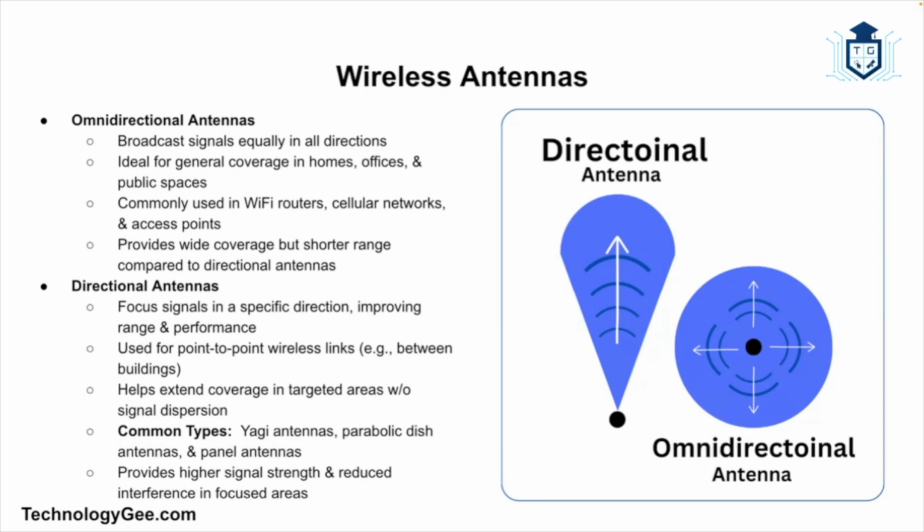Next up are wireless antennas, and the first one is called an omnidirectional antenna. An omnidirectional antenna broadcasts signals in all directions, making it suitable for general coverage areas such as offices and homes. And then we have what is called a directional antenna, and this focuses signals in a specific direction, increasing range and performance. These are commonly used for point-to-point wireless links and extending coverage in targeted areas.